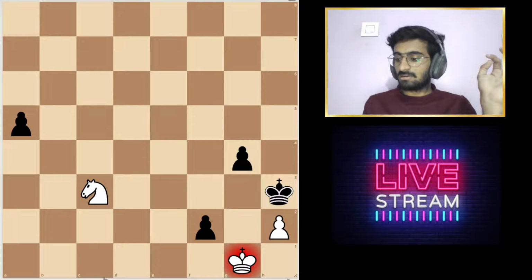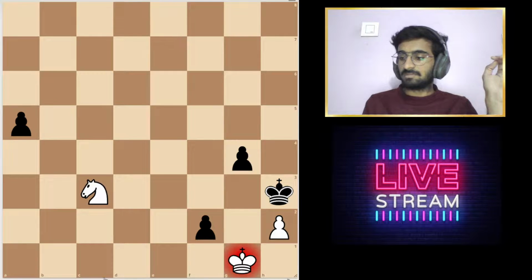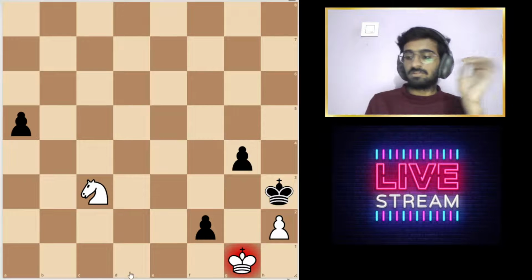Let's see. I'm just waiting to see if someone is strong enough to answer this. White to play and draw the game. Can you do it? Think.